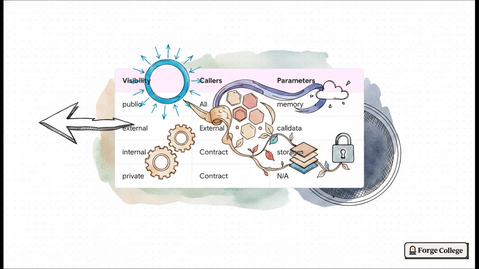Makes sense, right? On the flip side, internal functions are kind of like the trusted family members of your contract. They love to get their hands dirty and mutate storage directly. Then we have public functions. These can be called from absolutely anywhere and typically use memory for complex types, which gives them a ton of flexibility. And finally, private functions. These are your totally paranoid, completely sealed-off implementation details that trust literally no one.